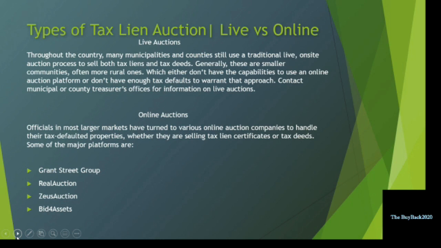So let's see, what's the difference between a live auction and an online auction? Live auction. Throughout the country, many municipalities and counties still use the traditional live on-site auction process to sell both tax liens and tax deeds. Generally, they are smaller communities, often more rural ones, which either do not have the capability to use an online auction platform or do not have enough tax defaults to warrant that approach. Contact the municipality or county treasurer's office for information on auctions.